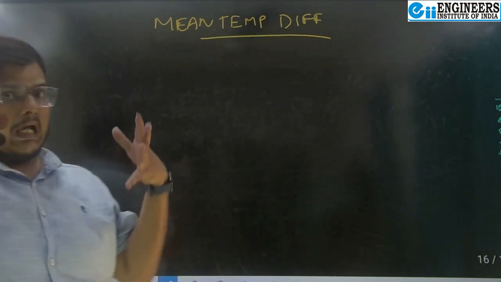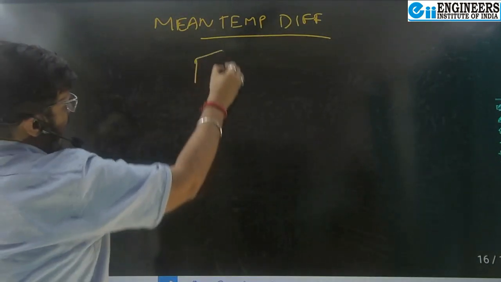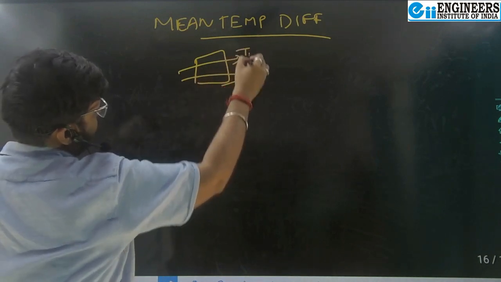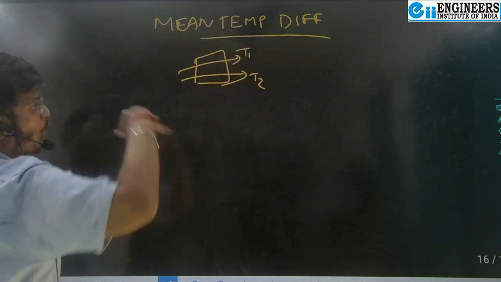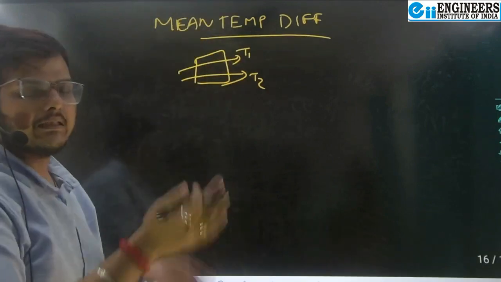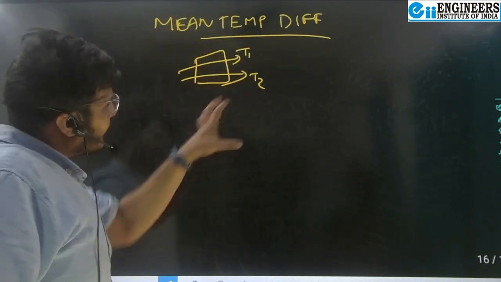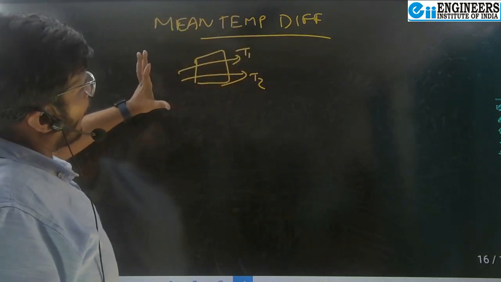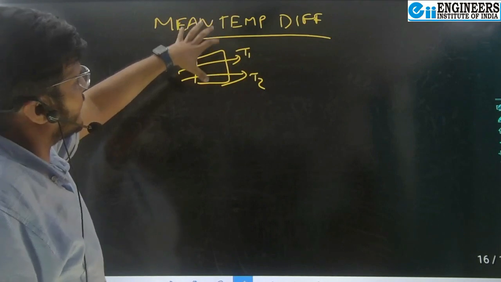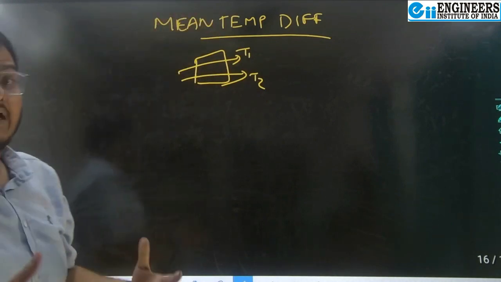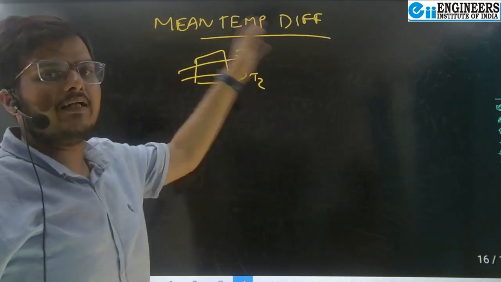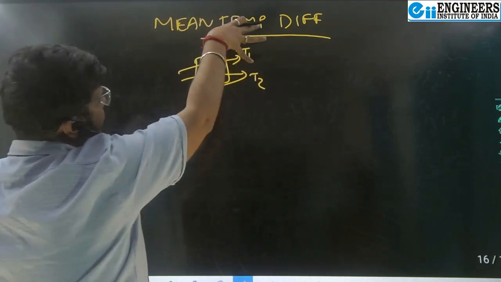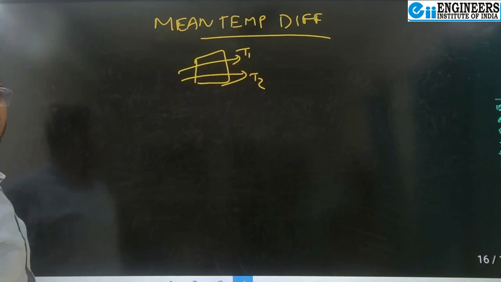Supposing we have a system transferring heat from temperature T1 to T2, and in this overall system a temperature change is happening. To analyze the heat transfer rate, or the thermodynamic aspect of this heat exchanger, I need to study the mean temperature difference that forms across it. To analyze that, the term mean temperature difference comes into the picture.